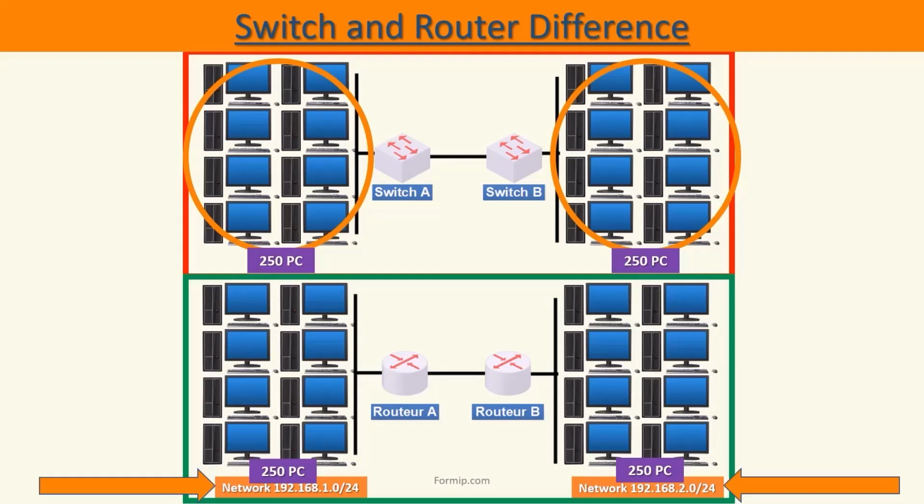Routers route based on IP information. In our example, router A should just know that the 192.168.2.0 network is behind router B, and conversely, router B should just know that network 192.168.1.0 is behind router A. Instead of having a MAC address table with 500 addresses, we only need one entry on each router for the other network. The main difference is that switches use MAC address tables to transfer Ethernet frames, and routers use a routing table to find out where to transfer IP packets.